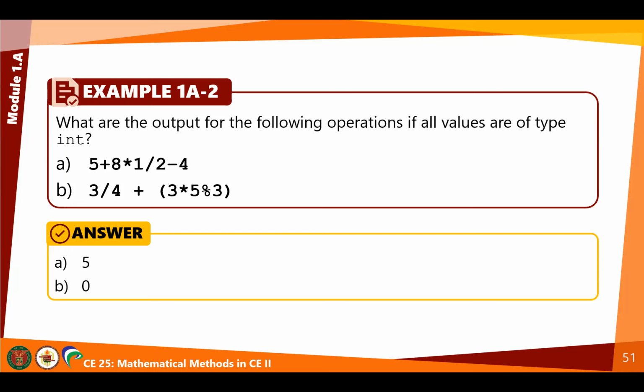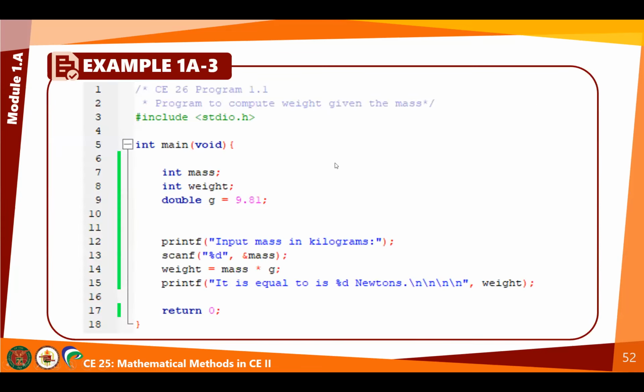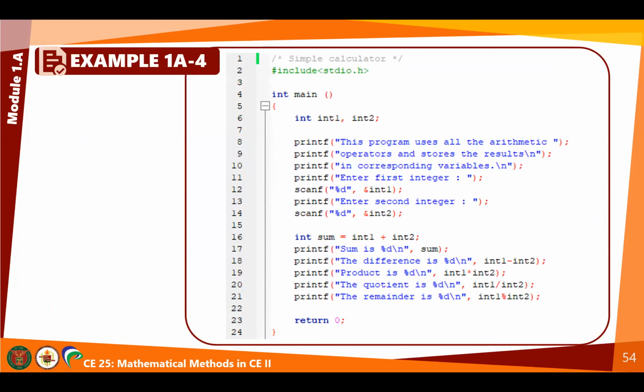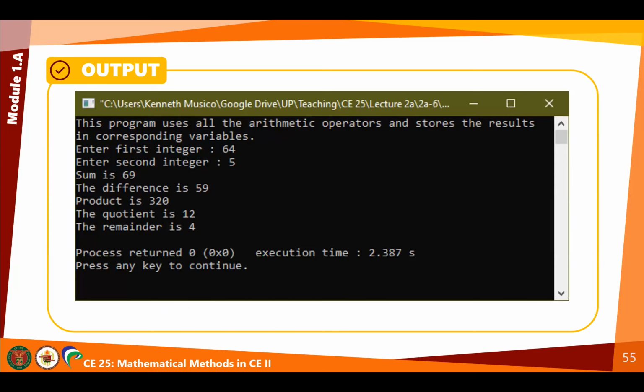Ayan. So let's go back. So again, here you can try this on your own and understand the code. It's very straightforward. And here is the output. Okay? Again, another program. And here's the output.